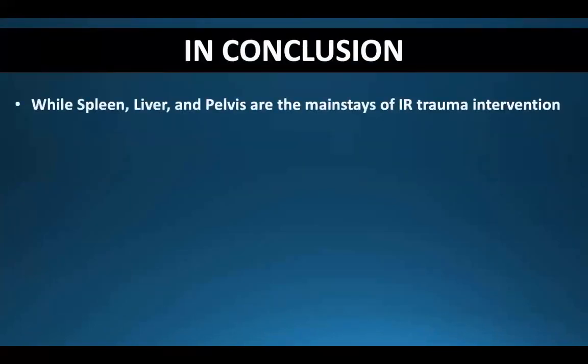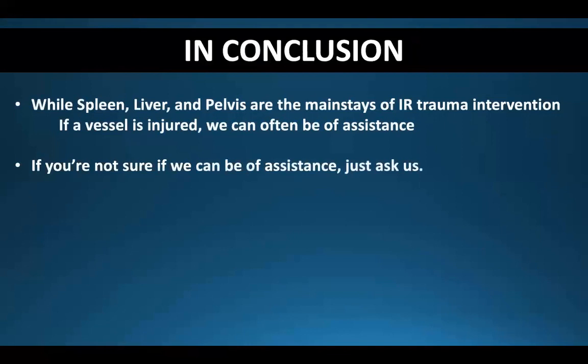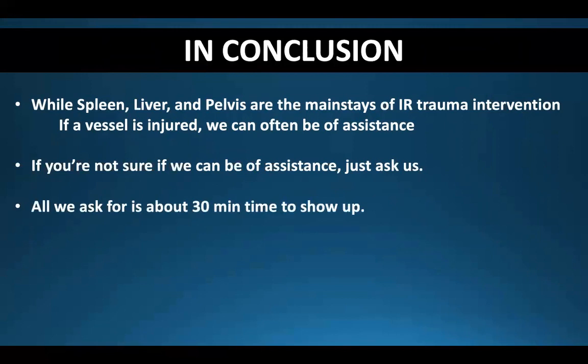In conclusion, while the spleen, liver, and pelvis are the mainstays of IR trauma intervention, basically if a vessel is injured, we can often be of assistance. If you're not sure if we can help, just ask. All we ask for in return is 30 minutes time to show up.